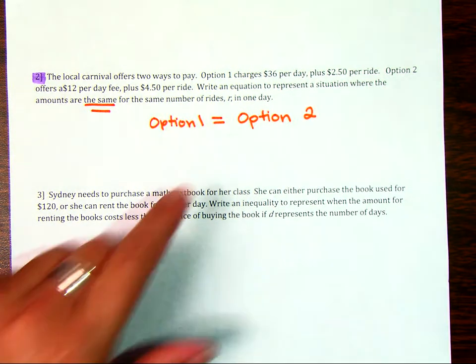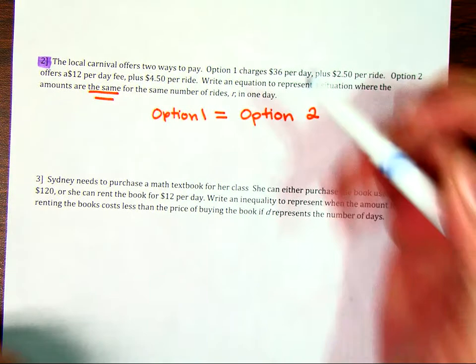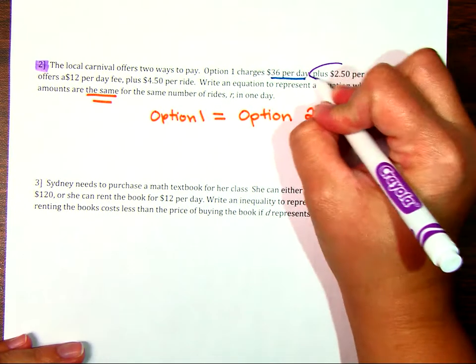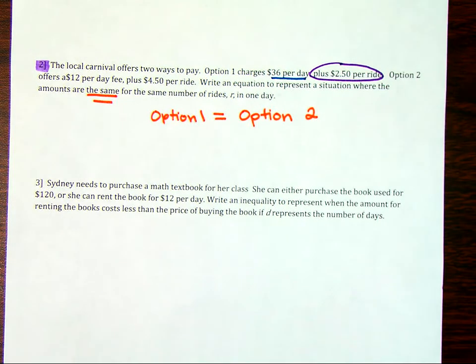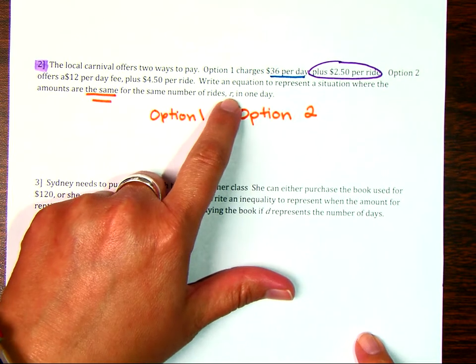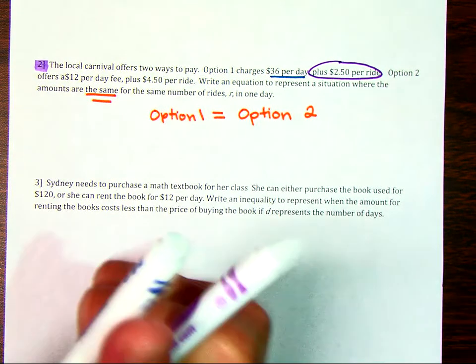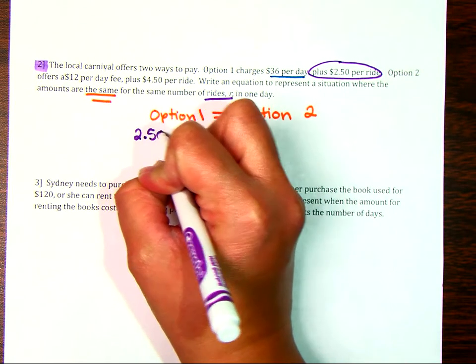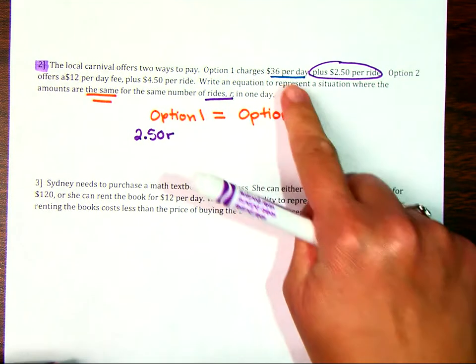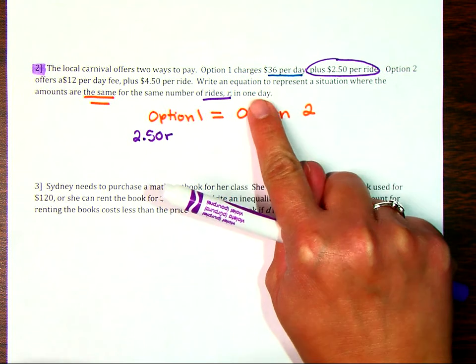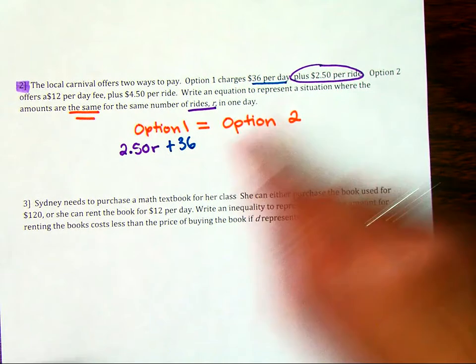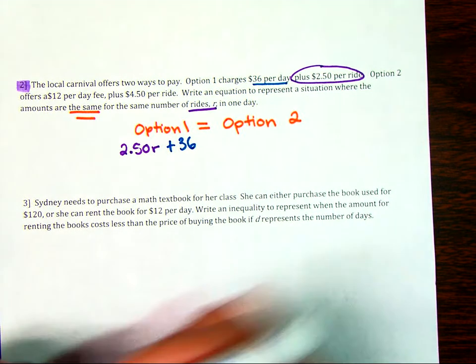Option 1 charges $36 per day plus $2.50 per ride. So if we think about it, we're just looking at it for one day. That's what we want to know. They're giving our variable R. Our R represents our rides. So on option 1, it's $2.50 per ride, but you've got to pay to get in. So they're just talking about one day, so we're going to say plus 36. So before you ride any rides, you've paid $36, and you're going to pay $2.50 for every ride after that.